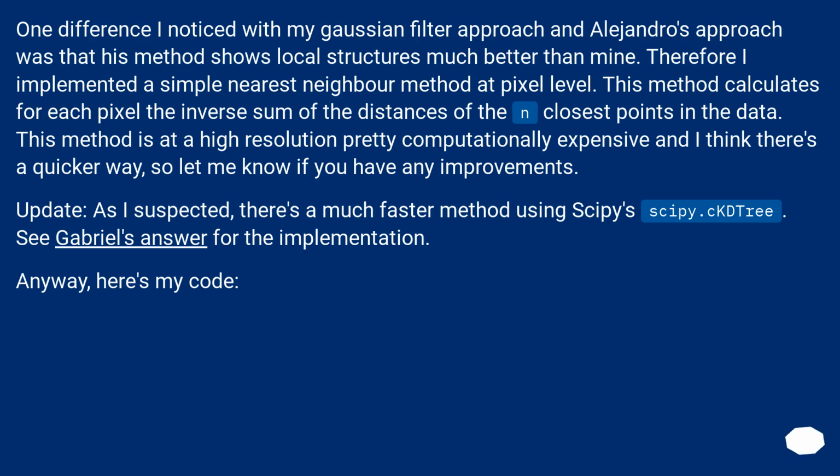One difference I noticed with my Gaussian filter approach and Alejandro's approach was that his method shows local structures much better than mine. Therefore I implemented a simple nearest neighbor method at pixel level. This method calculates for each pixel the inverse sum of the distances of the n closest points in the data. This method is, at a high resolution, pretty computationally expensive, and I think there's a quicker way, so let me know if you have any improvements.